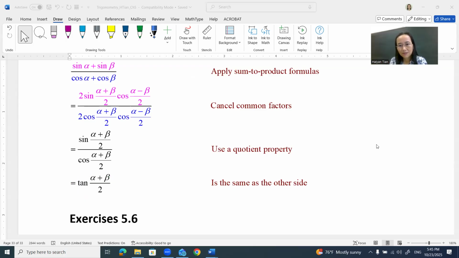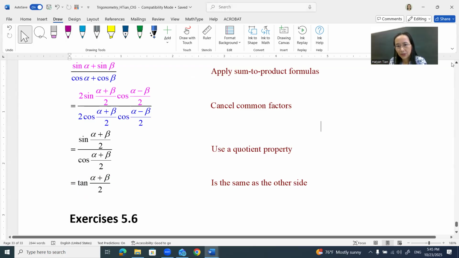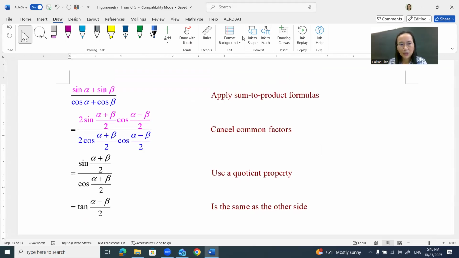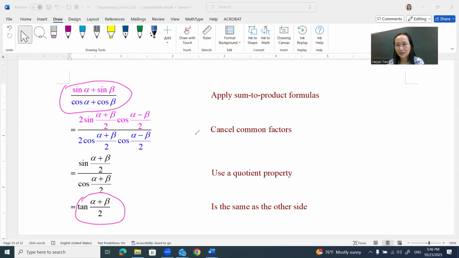So just a quick view. We're trying to show this left-hand side is equal to the right-hand side. And here we have verified it. We started from the left-hand side, and then using the sum to product formula, we achieved the right-hand side. And so the identity is proved.